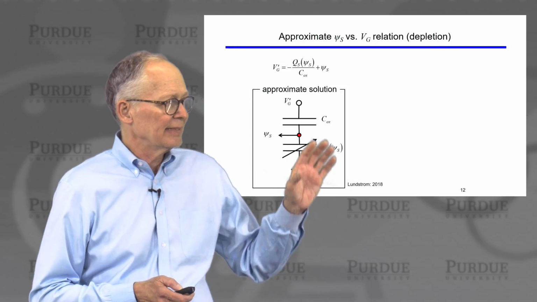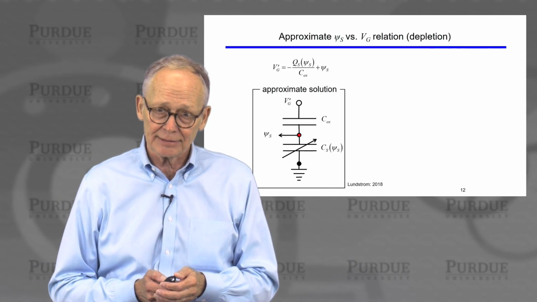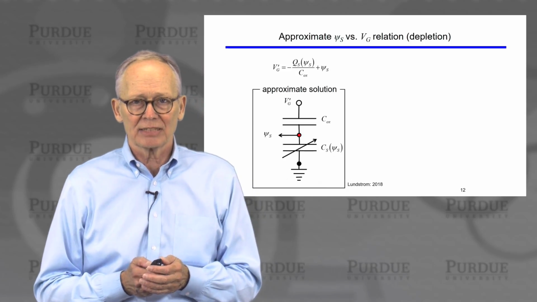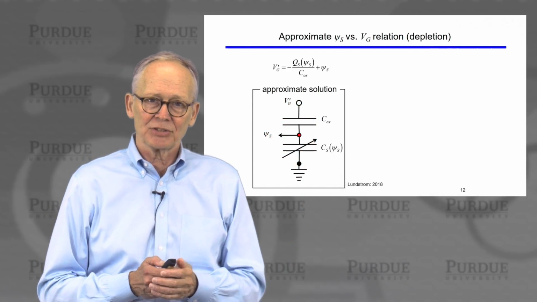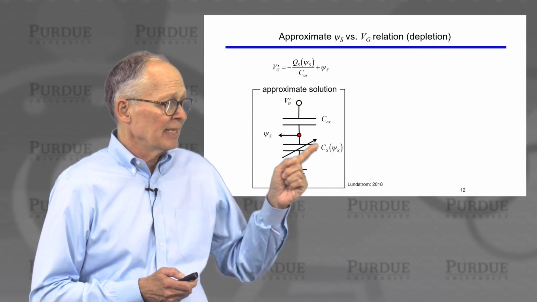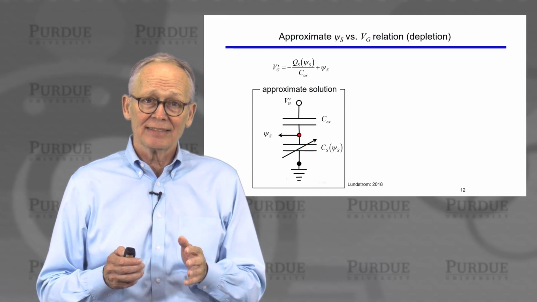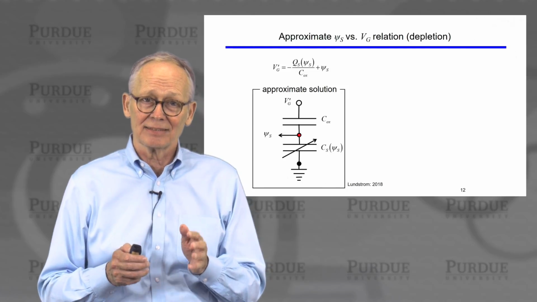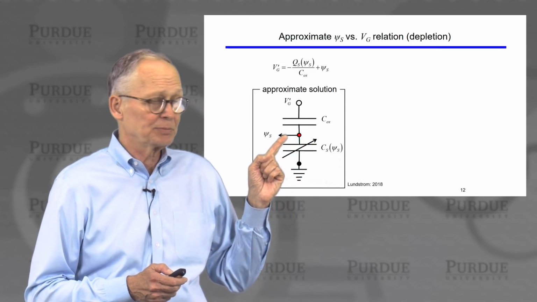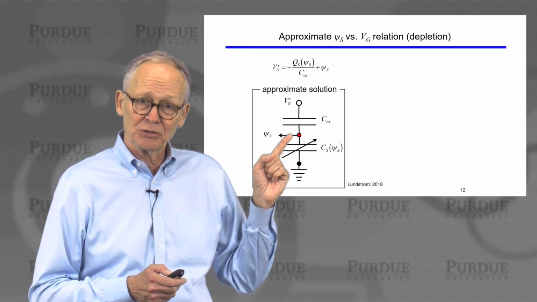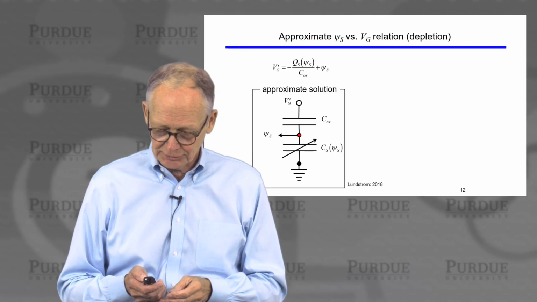Now, if we recognize that the MOS structure can be thought of as two capacitors in series, then we can develop an approximate solution. We apply the gate voltage on top. The first capacitor is the oxide capacitance. The second capacitor is the semiconductor capacitance, which is bias dependent because it depends on the surface potential. Our goal is to relate this surface potential, the potential between the two capacitors, to the voltage that we apply on the top, the gate voltage.